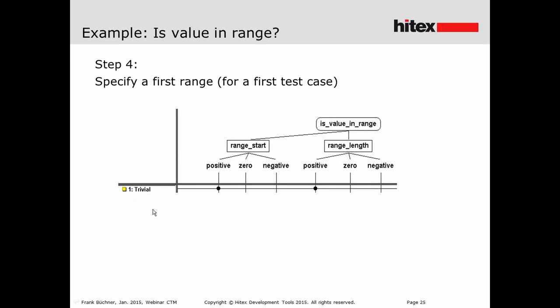The name of the test case I created is trivial, and it combines a positive start value, for instance 5, with a positive length, for instance 2, and this is a range which everyone would have used for testing of this value in range problem. So you could ask, why do I need such a method to specify my test cases? And the answer is, even with this very simple problem and with this very simple classification tree, I am able to specify a much more interesting test case, and I will show you this test case on the next slide.